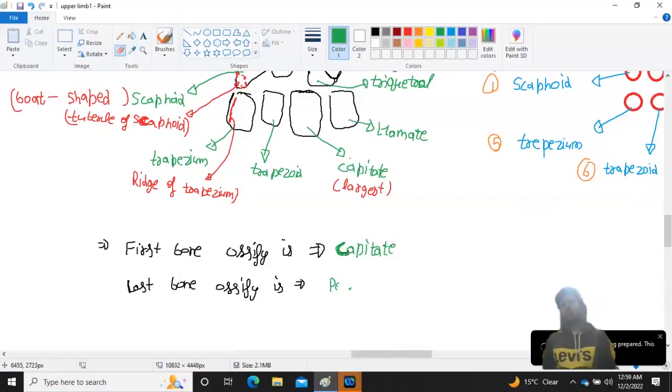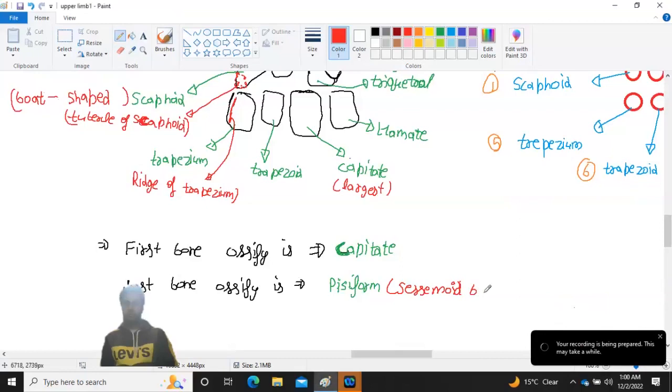Pisiform is also the bone which develops inside a tendon. Sesamoid type of bone. Remember, example हमने लिखा होगा. Pisiform bone is a sesamoid bone. It is also a sesamoid bone. Sesamoid bone example में.